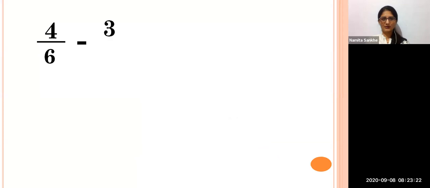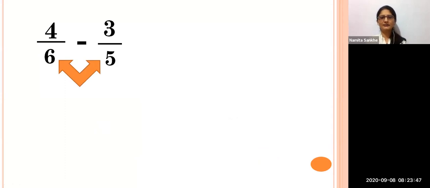4 upon 6 minus 3 upon 5. Now, do not forget to look at the denominators. 6 and 5. If they are different, we have to create a common denominator. Now, 5 is not a factor of 6, and 6 is not a factor of 5. So we need to find the LCM of these two numbers.